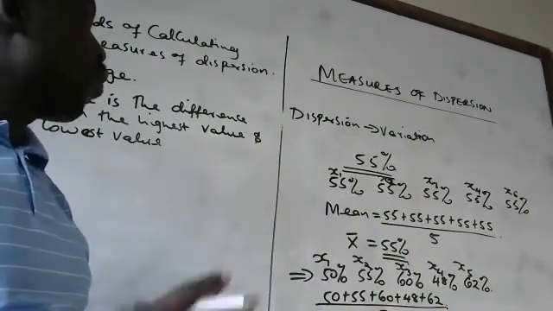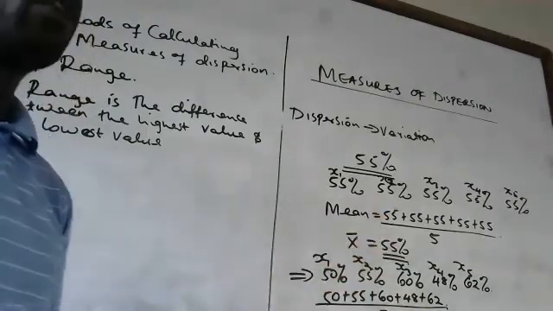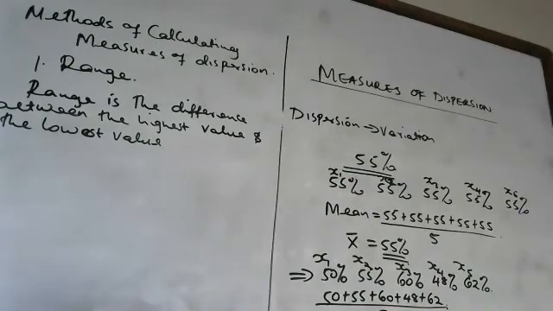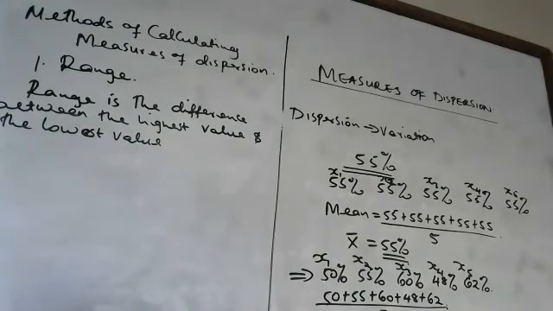So when the range is 0, it simply means that the mean, the mode, and the median are actually the same value, and that data does not have a higher value and a lower value. All the values are the same.